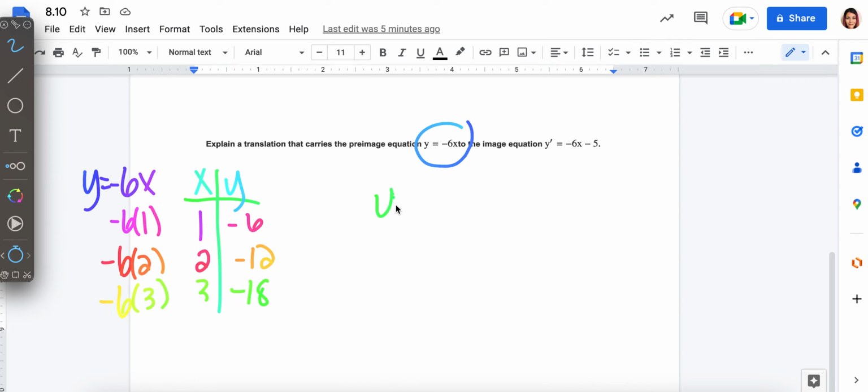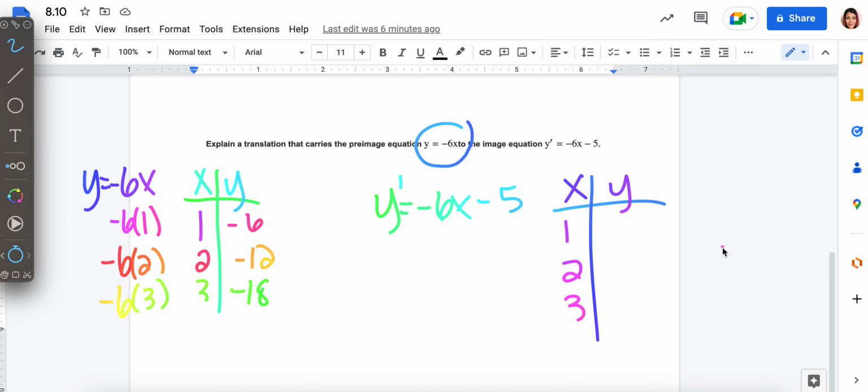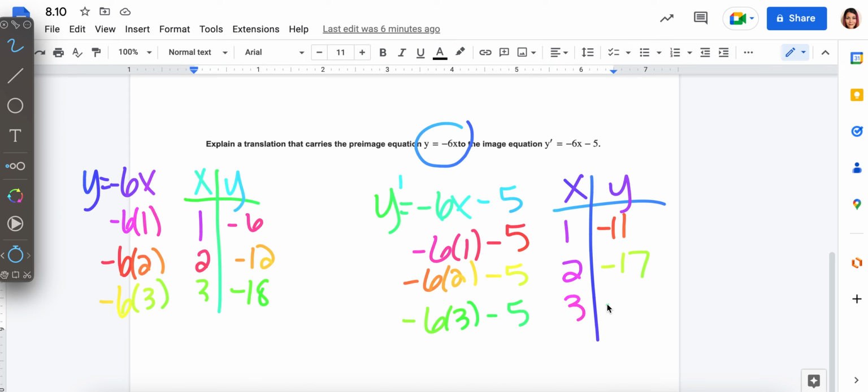That's following that rule. Well, let's see what happens if we follow this translation rule. If I plug in the same numbers for X, 1, 2, and 3, then with 1 we get negative 6 times 1, which is negative 6, and then minus 5, which is negative 11. If I plug in 2, negative 6 times 2, which is negative 12, minus 5, which is negative 17, and then negative 6 times 3, which is negative 18, minus 5, which is negative 23. So now we can compare them.